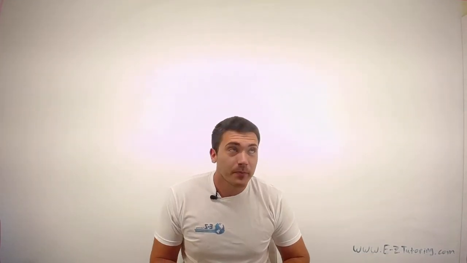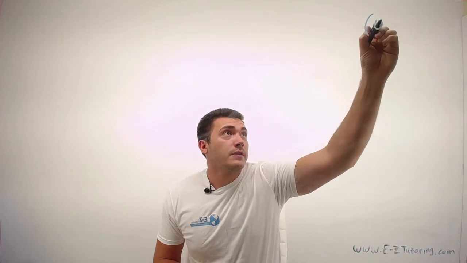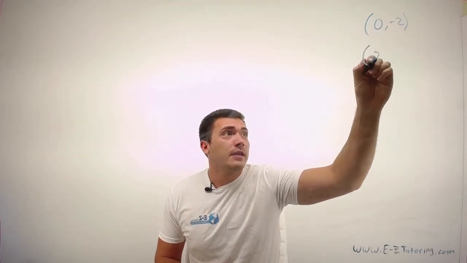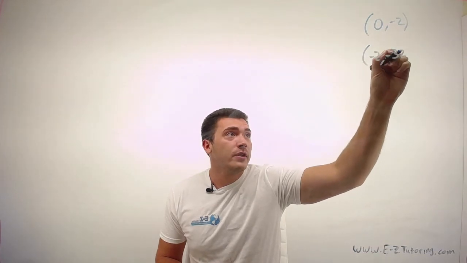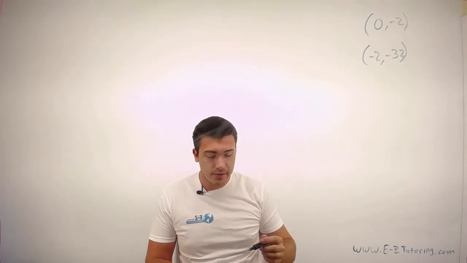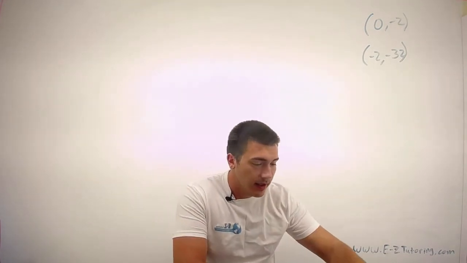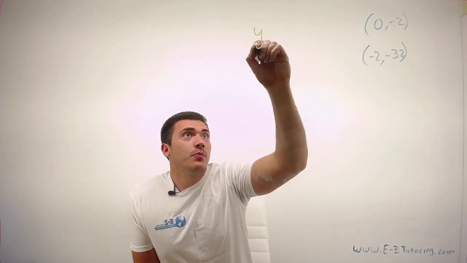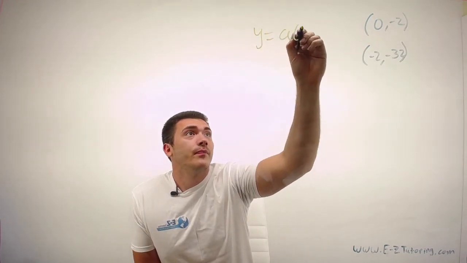Okay, so now suppose that our 2 points are (0, -2) and (-2, -32). By now, I'm sure you have some idea of how to approach this. And if you feel confident, I would recommend starting this and then comparing your answers at the end with me.